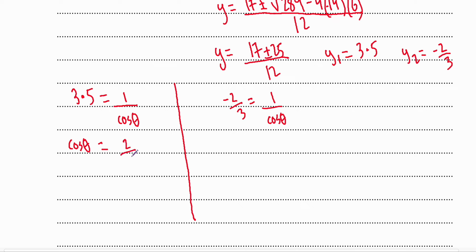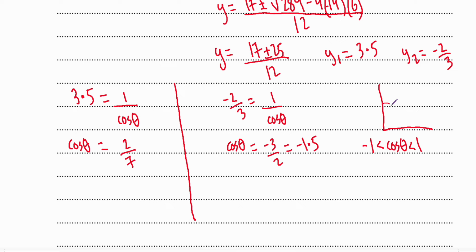So we have cos theta is equal to 2 over 7. And then on this side, we have negative 2 over 3 is equal to 1 over cos theta. So if I do 1 divided by everything, then we get cos theta is equal to 1 over negative 2 over 3, which is negative 3 over 2. But this is equal to negative 1.5. What do we know about cosine theta? We know it only goes between negative 1 and 1, right? We know what cosine looks like.